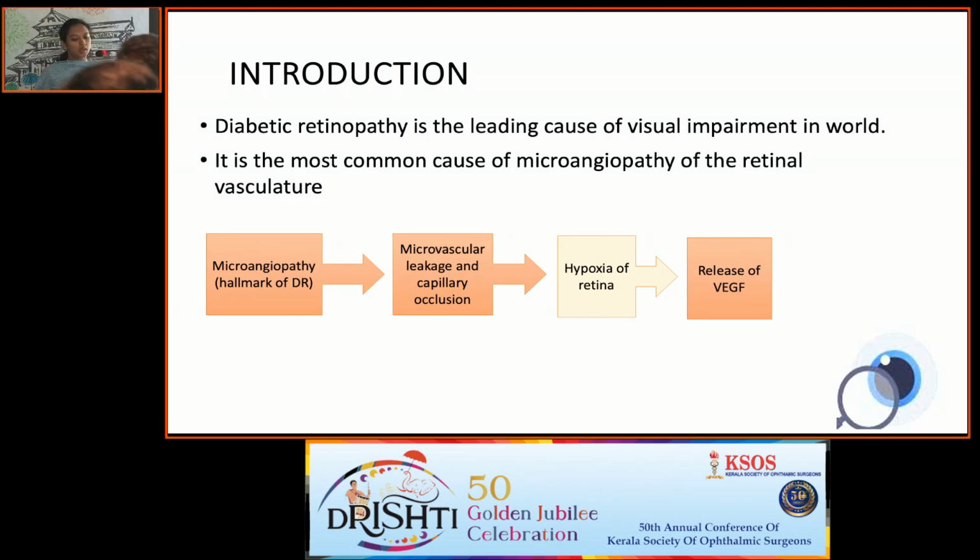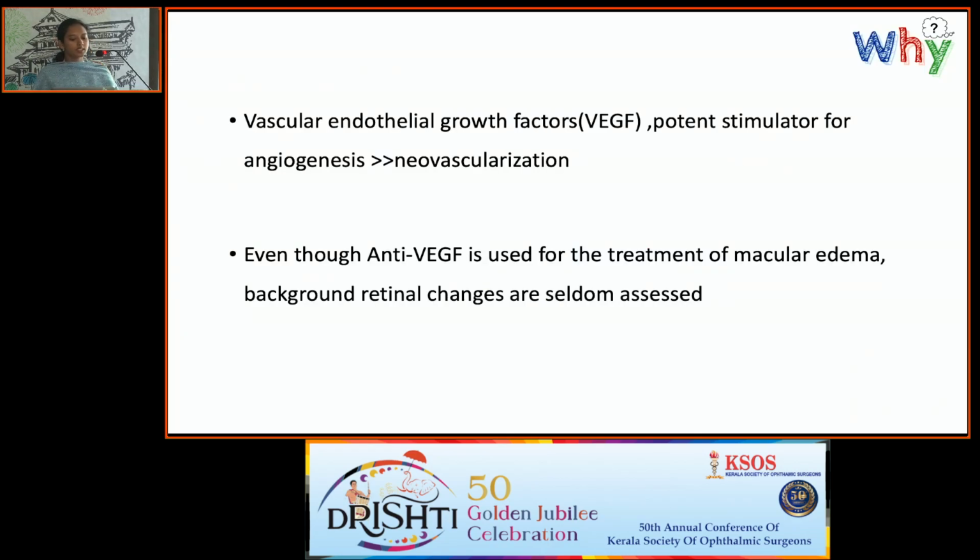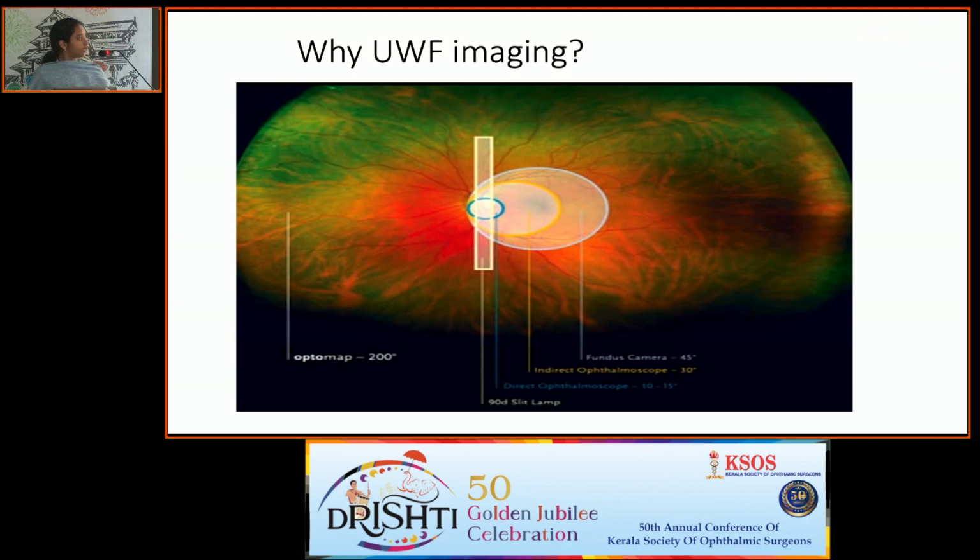As we all know, microangiopathy is the hallmark of diabetic retinopathy, which causes microvascular leakage and capillary occlusion, resulting in hypoxia of the retina and release of VEGF. VEGF is a potent stimulator of angiogenesis and neovascularization. Even though anti-VEGF is the mainstay of treatment for diabetic macular edema, background retinal changes in response to anti-VEGF are seldom assessed. The image here shows a comparison of the visual fields.